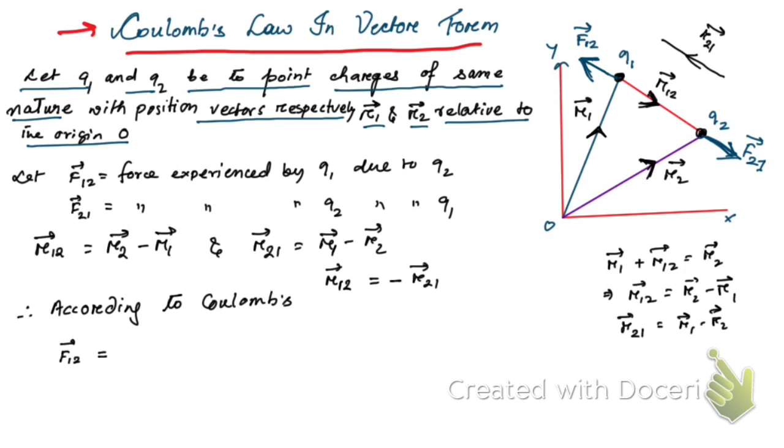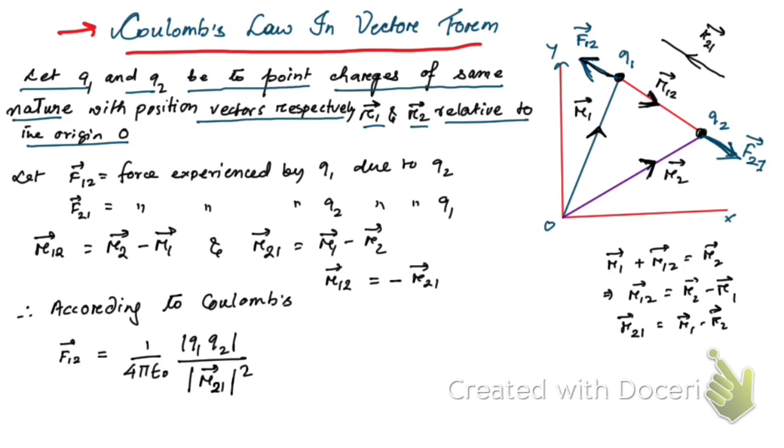Now according to Coulomb's law, F12 should be equal to 1 by 4 pi epsilon naught times the magnitude of the product of the two charges q1 and q2, divided by the square of the distance between them, right? Here, I have taken the force F12, and its direction is this way.